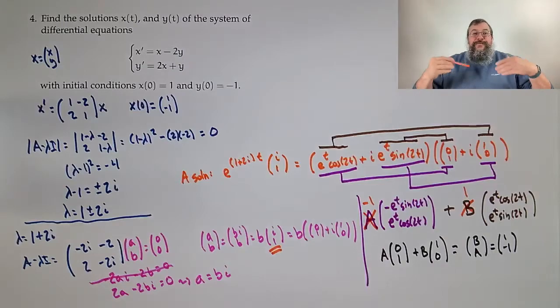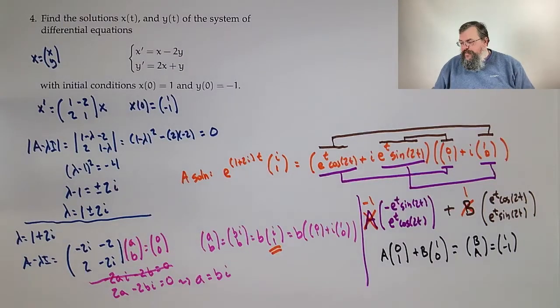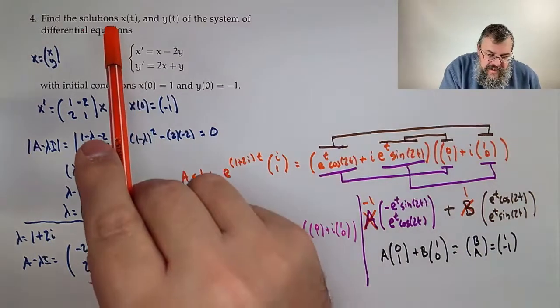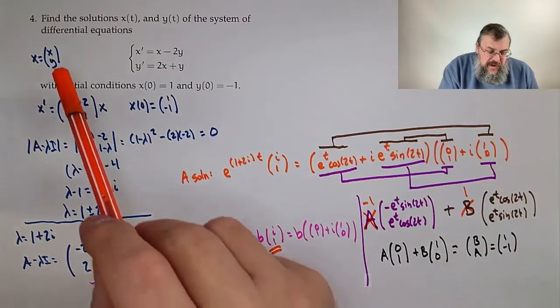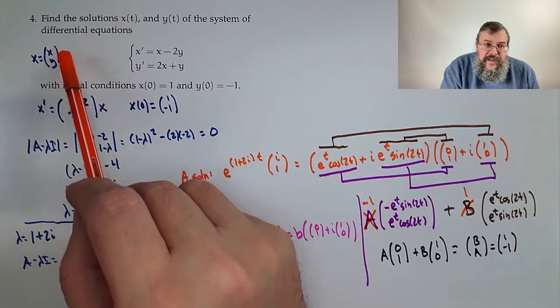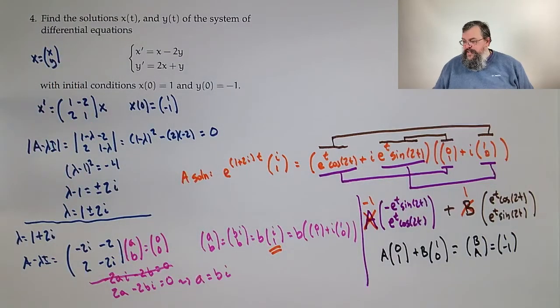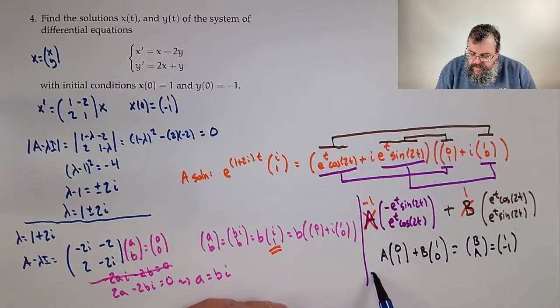So now we need to unwrap. And what does this unwrapping mean? Well, what do we need to do? We need to find functions x of t and y of t. So we're not looking for some vector valued expression. We're looking for x and y. Well, what are x and y? x is the top entry and y is the bottom entry. So the last thing is to extract the top and the bottom.